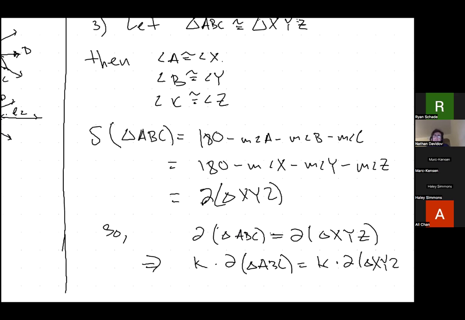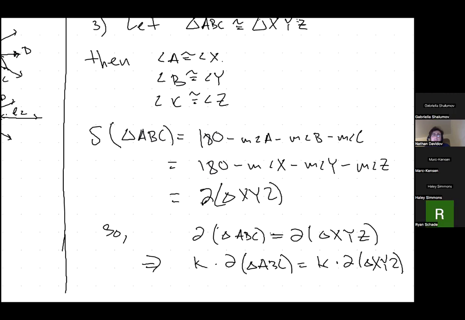Is that clear? Is that proof clear? Does anyone have any questions about this proof? Did I go too fast? Should I go over it again?